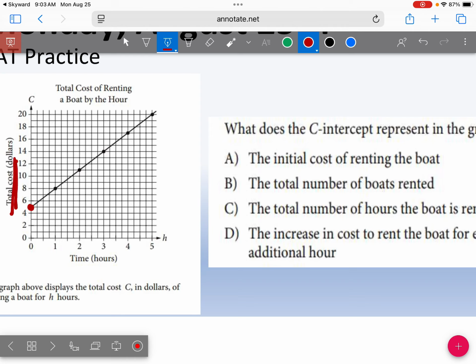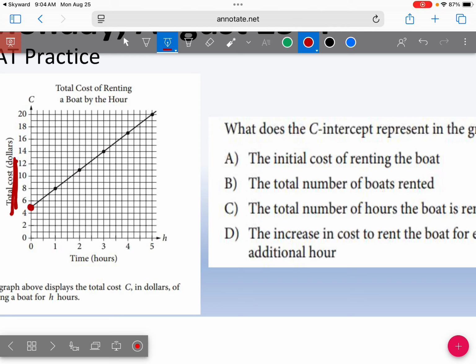So I want you to take 60 seconds looking at your choices, A, B, C, and D. I'll read them aloud. You pick which one you think would be the correct answer. A says it's the initial cost of renting a boat. B says the total number of boats rented. C says the total number of hours the boat is rented. D, the increase in cost to rent the boat for each additional hour.